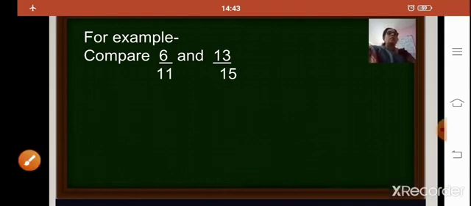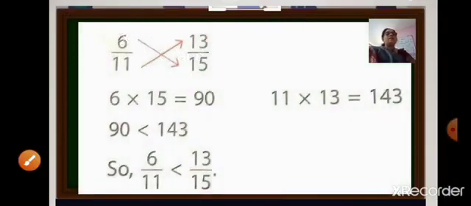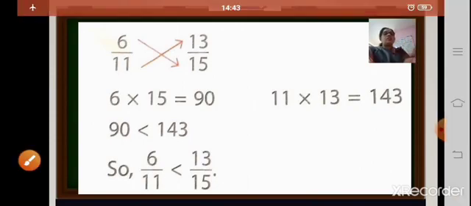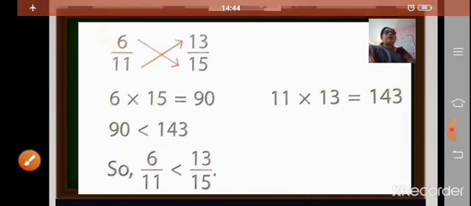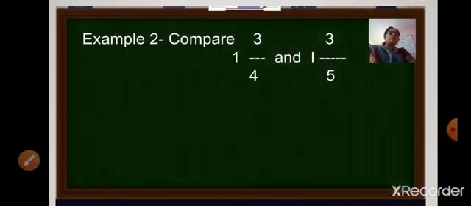Just check with this slide. I have given you the answer again. You have to multiply, that is 6 into 15. When you multiply, you get 90. 11 into 13 is 143. Now 90 is smaller than 143. So you can say that 6 upon 11 is smaller than 13 upon 15. It's very simple. You just have to cross multiply.